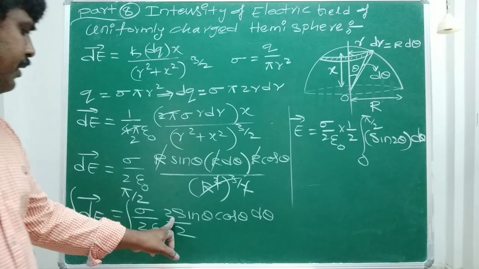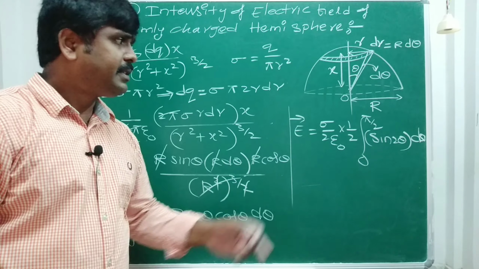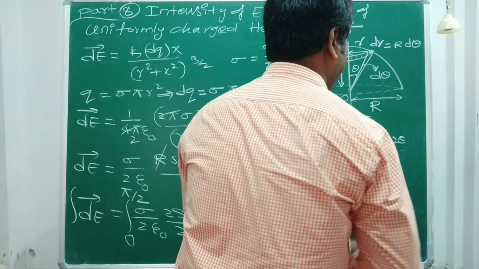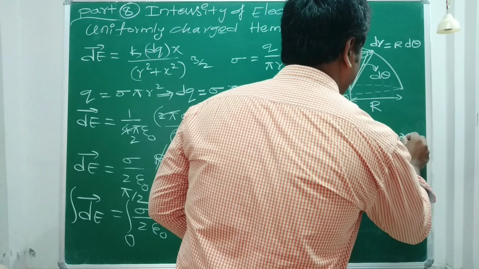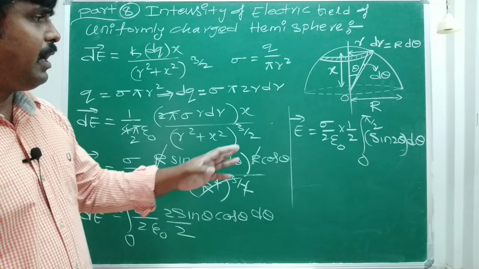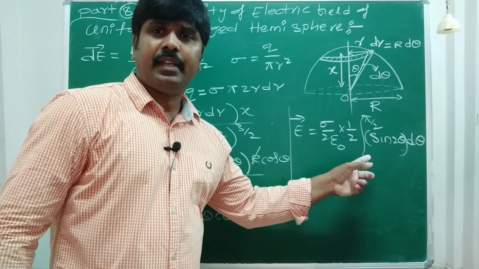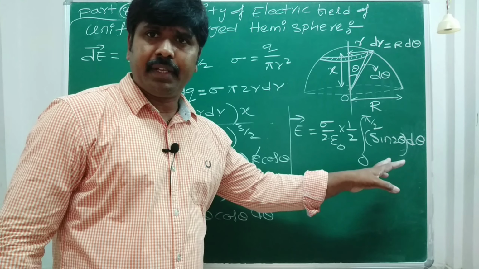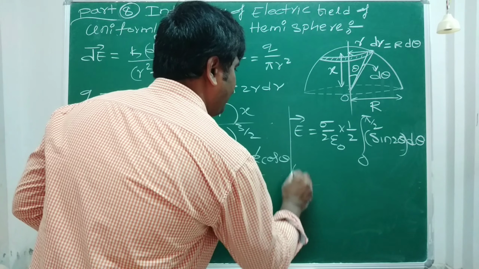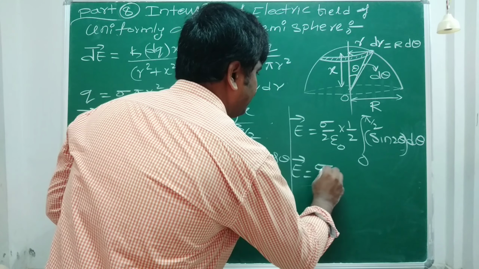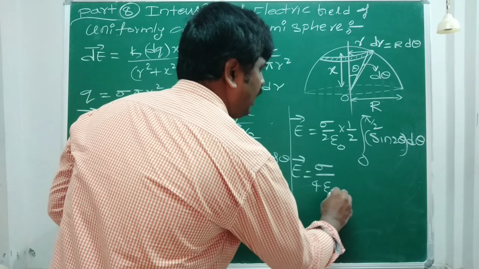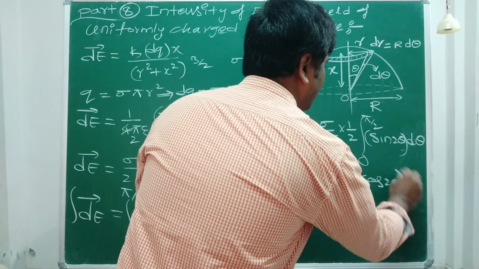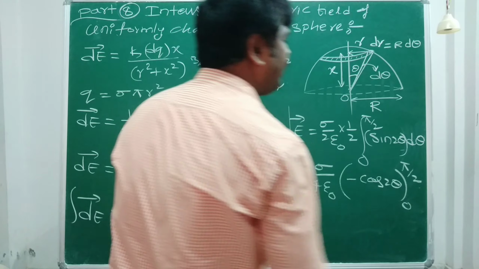See, think practically. 2 into sin theta into cos theta, that is sin 2 theta, into d theta. Think practically. And continuation here, integral of sin theta is equal to minus cos theta, and 2 is the constant we are writing in the denominator. So E bar is equal to sigma divided by 2 into 2, that is 4 epsilon naught, this is minus cos 2 theta from 0 to pi divided by 2.